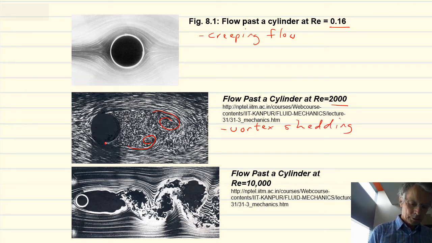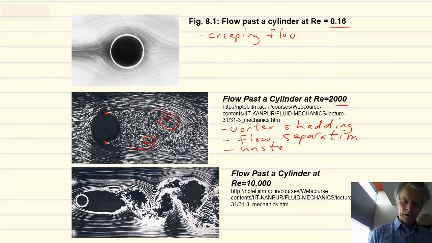The flow is separating, and we have flow separation. And we have what we would call an unsteady wake. Okay, and it looks like that. You might still be seeing a Kármán vortex street there, but it might not be as orderly and as coherent as it would be at lower Reynolds numbers.